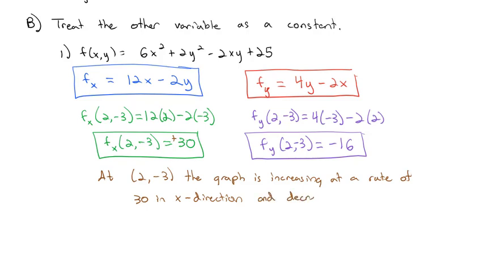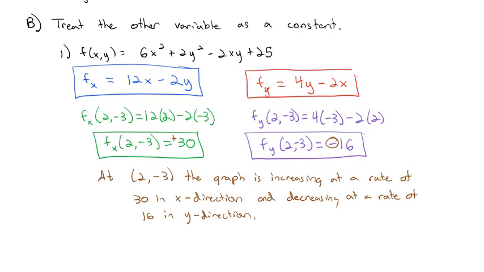and decreasing at a rate of 16 in the y direction, decreasing because it's negative. And so this really gives us a good idea of at 2, negative 3, if I move towards x, we're going uphill. If I move towards y, we're going downhill. And we can see the rate at which those hills are increasing or decreasing. That's what the partial derivative tells us.